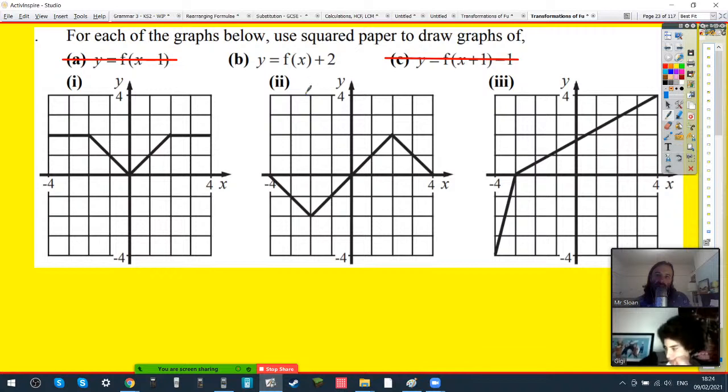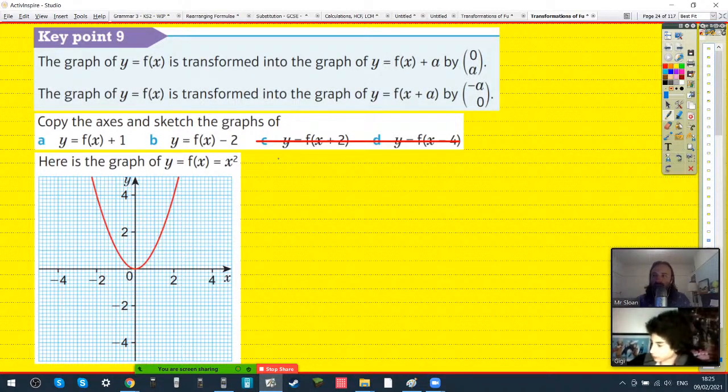Tricky. Okay, this graph B, this is y equals f of x. It becomes y equals f of x plus 2, outside the bracket. So it would move up by 2. Yes. So all the main points, just move them up by 2. And then sketch a new graph. That's it. Okay, how about these?